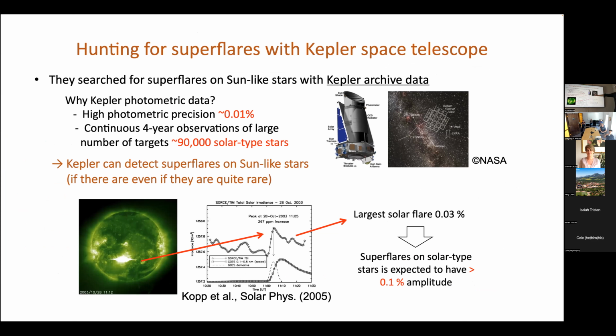Kepler also has good sensitivity. Kepler has the capability to detect superflares on sunlike stars. Actually, this is an observation in optical light. Solar flares are very active in X-ray, but in optical light, the brightness change is very faint. In the case of a very active, usual solar flare, the amplitude is just around 0.3%.